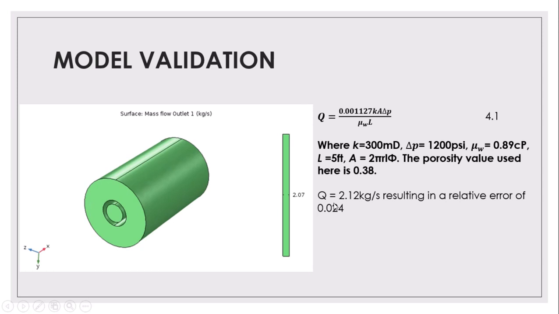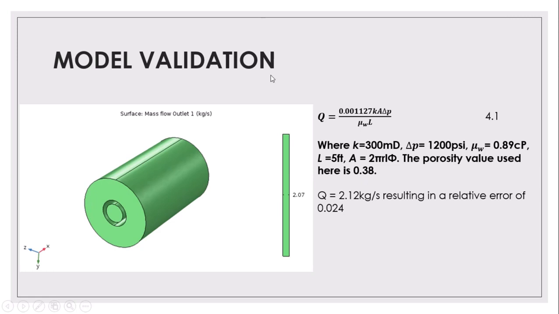We used the given reservoir properties. First of all, we had a permeability of 300 millidarcy. We had a pressure differential of 1200 psi. That's the difference between the pressure of the reservoir and the wellbore, basically 1200 psi. The fluid considered for this case was water, and the viscosity of water was 0.89 centipoise. The length of the well, which is the same as the length of the reservoir, is 5 feet, and the area of the reservoir is given by this. The porosity used is 0.38, as against the 0.45 used for the main model.